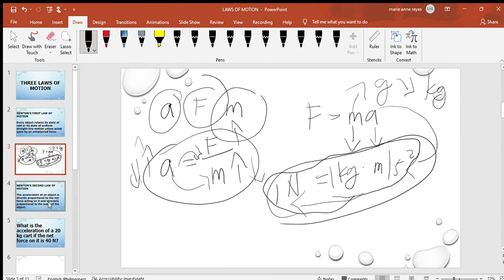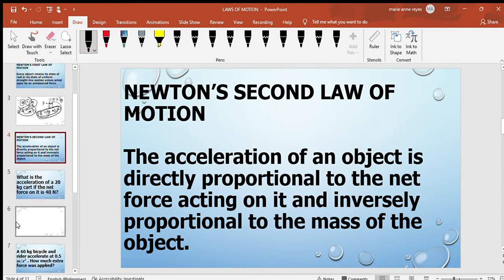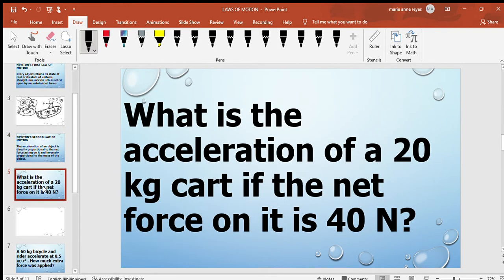Okay, so that is our second law of motion. Now we have a sample problem here about the Newton's second law of motion. Sinabi natin kanina na hindi lang puro concept ang inaaral natin in the Newton's second law of motion. We have also this measuring, how to go about measuring on it.